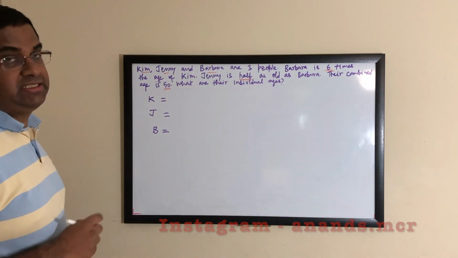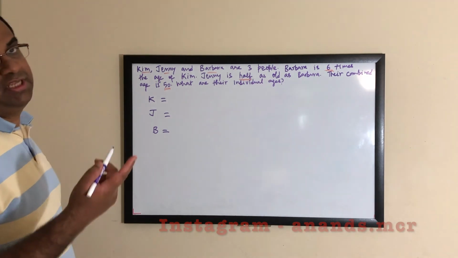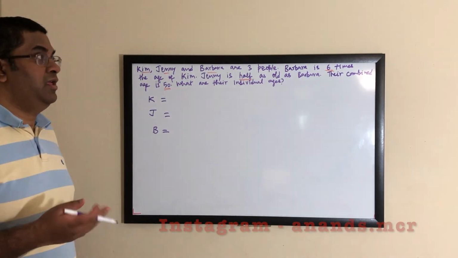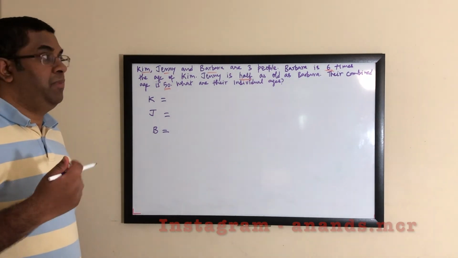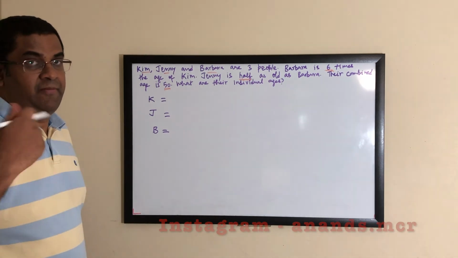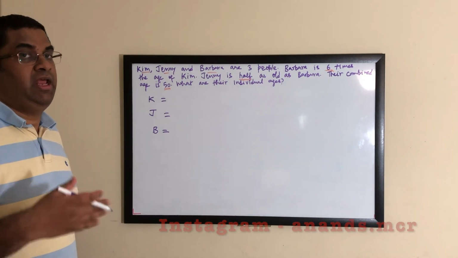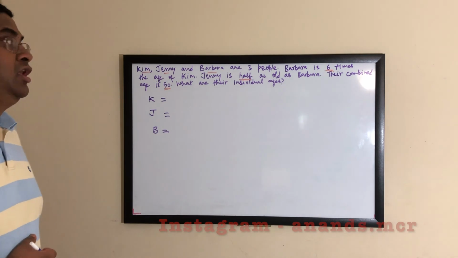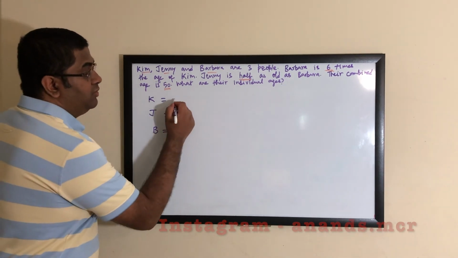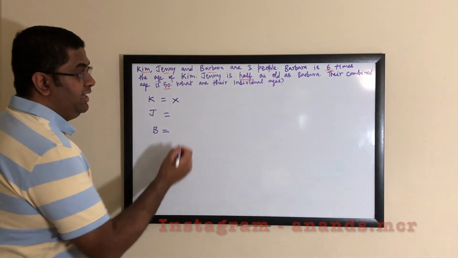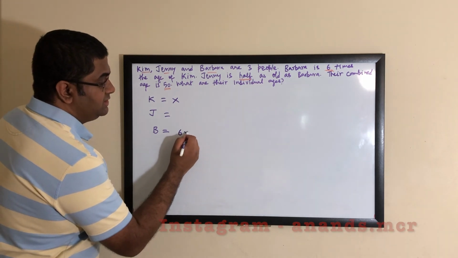The second sentence states that Barbara is 6 times the age of Kim. So if Kim is 1 year old, Barbara will be 6. If Kim is 2, Barbara will be 12, and that is how the equation goes on. So if we assume Kim's age to be X, we can easily say that Barbara will be 6X.